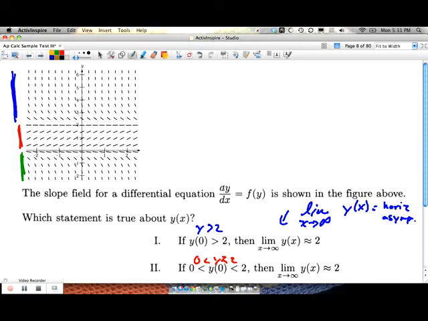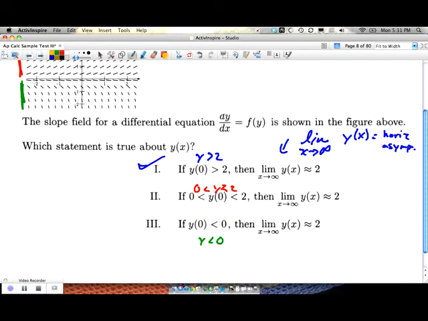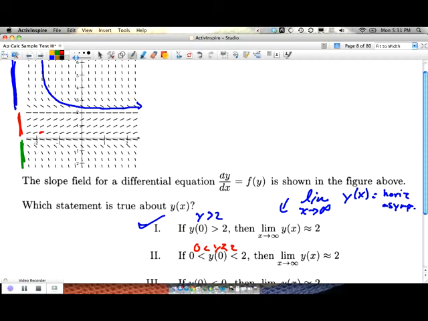So it's saying that there's a horizontal asymptote here at 2. Check. That's true. For the red zone, it's saying if you're between 0 and 2, then as you go off to infinity, what happens in the red zone? Well, let's say I start here and I go up, but then I kind of slow down, and now I have the same horizontal asymptote. So that one's also true.